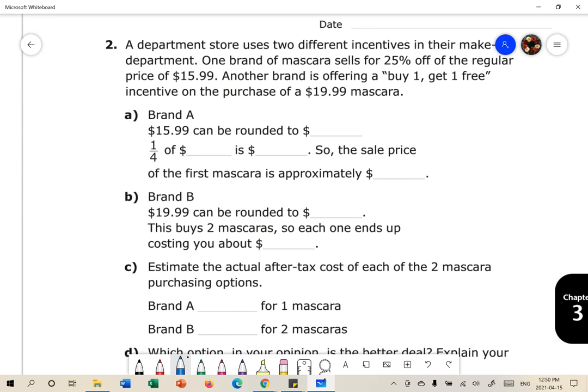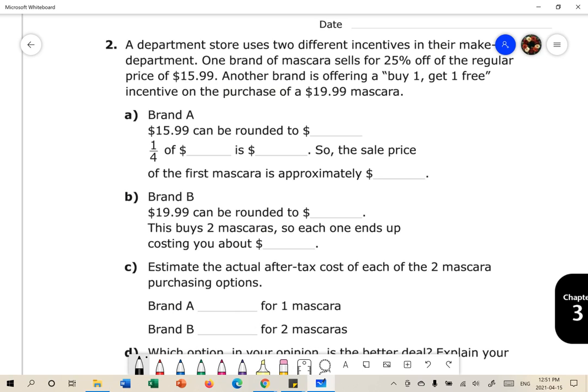On the next page, question 2, a department store uses 2 different incentives in their makeup department. One brand of mascara sells for 25% off the regular price of $15.99. Another brand is offering a buy one, get one free incentive on the purchase of a $19.99 mascara.